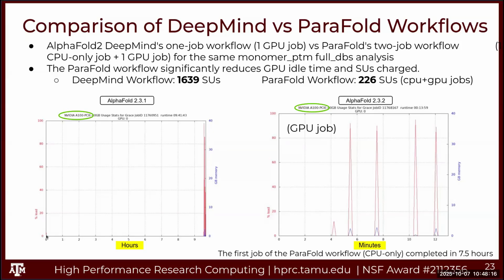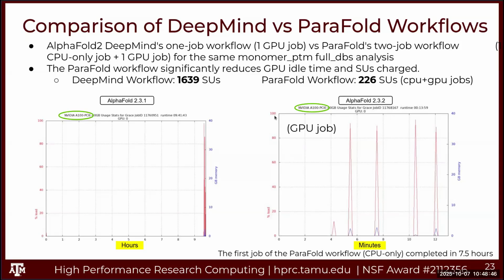So basically you can see the GPU is idle for over 9 hours. And even if you're not using the GPU, but you have it reserved in your job, you'll still be charged service units. So this job was charged 1639 service units. ParaFold job, this is the GPU job. I don't have the graph for the CPU here, but basically the CPU part took 7.5 hours.